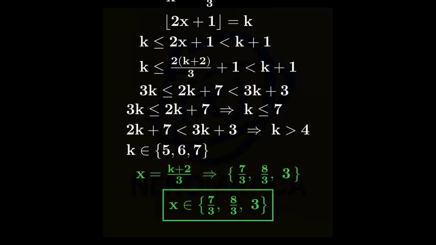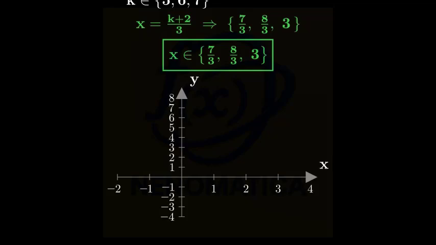Now let's verify graphically. We now draw both graphs. y equals floor of 2x + 1, which is a staircase, and y equals 3x - 2, a straight line. We'll highlight their intersection points.